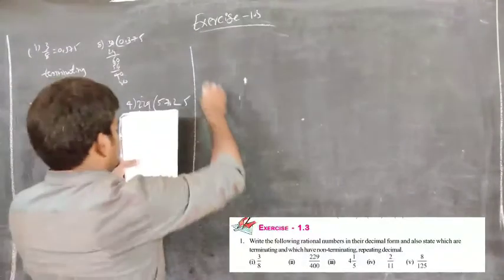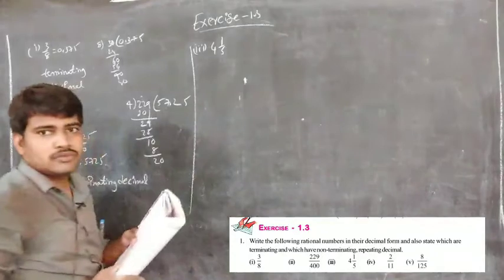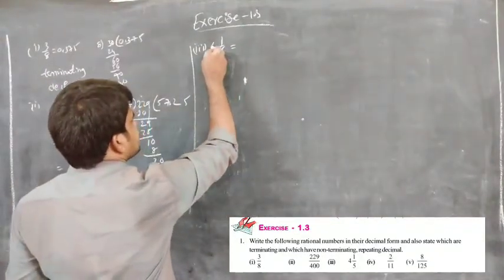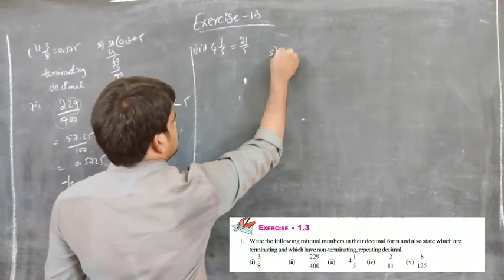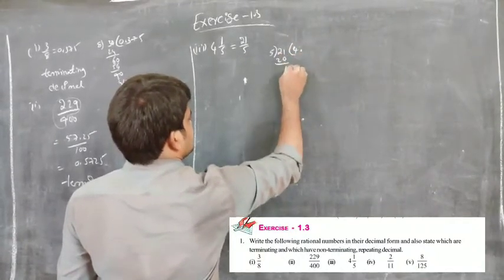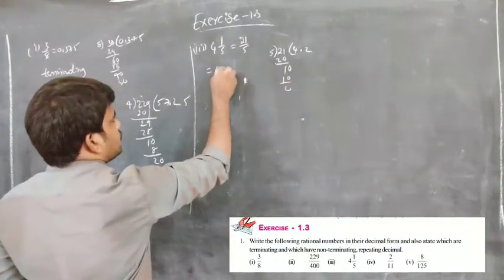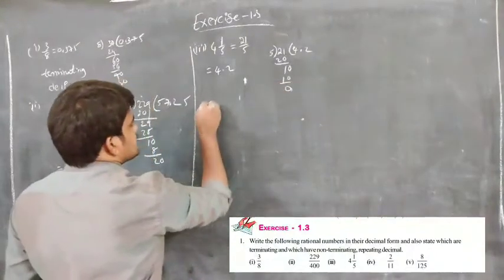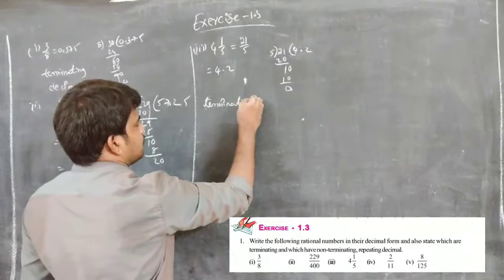Next, third question. 4 1 by 5. This is a mixed fraction, so write it as a fraction. 4 5s are 20 plus 1, 21 by 5. 5 4s are 20. 1.0. 2 times 10, 0. So equal to 4.2. So this is a terminating decimal.